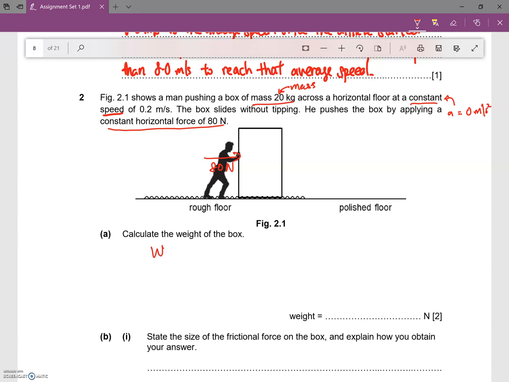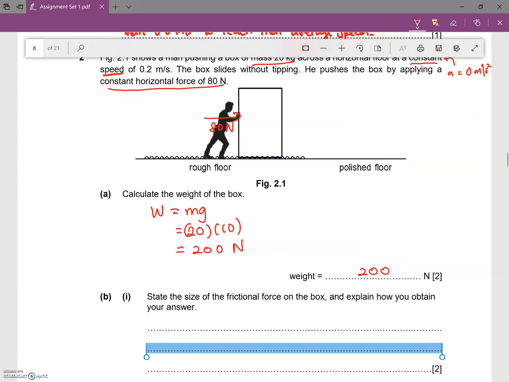So to calculate weight, we know the formula is W equals mg. So g is the gravitational field strength on Earth. Mass, we know there's 20 kg over there, so it's 20 multiplied by 10, answer will be 200 Newton. Okay, so the first one is 200 Newton, simple 2 marks.